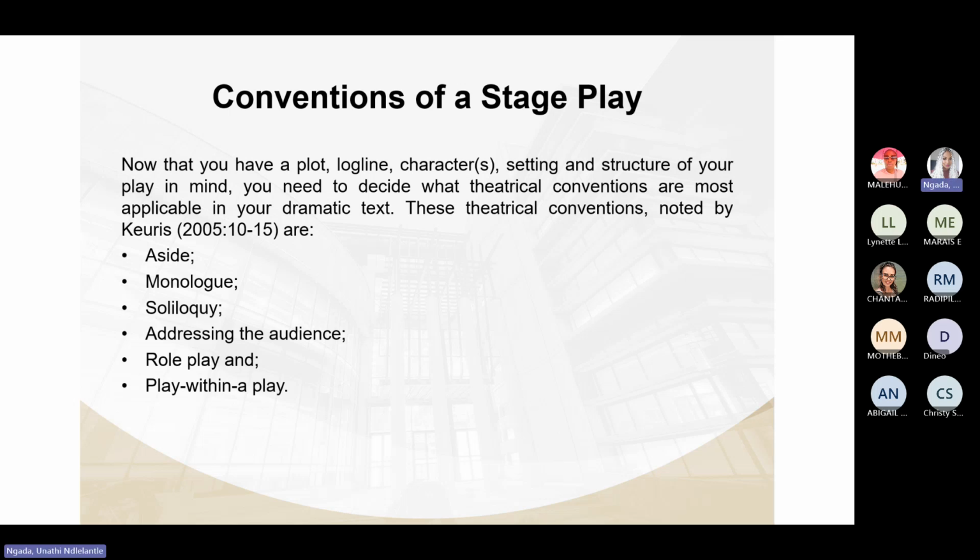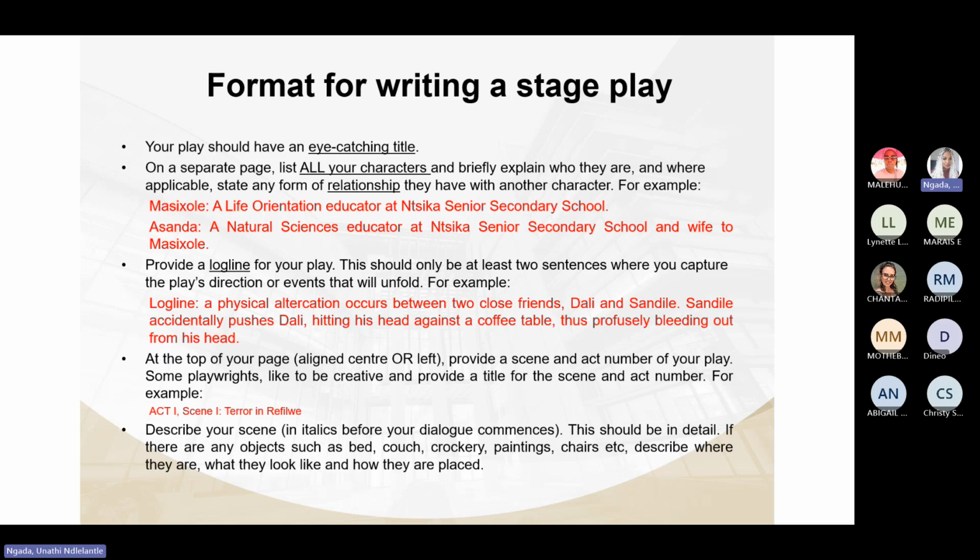Then we're going to be looking at the format of writing a stage play. First and foremost, your play needs to have an eye-catching title. Some of you who have started sending in your drafts will notice that the first thing I commented on when given a play to read is the title. The title of your play needs to hold some significance to the content of your play.